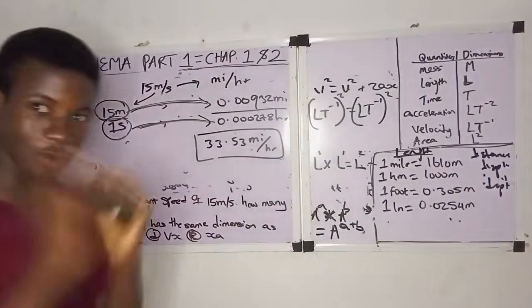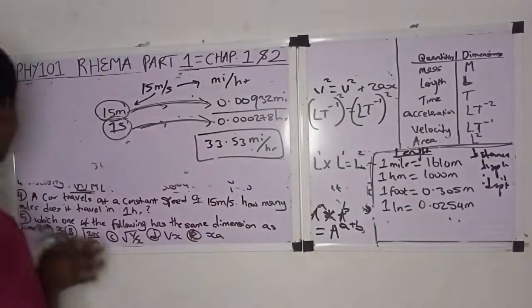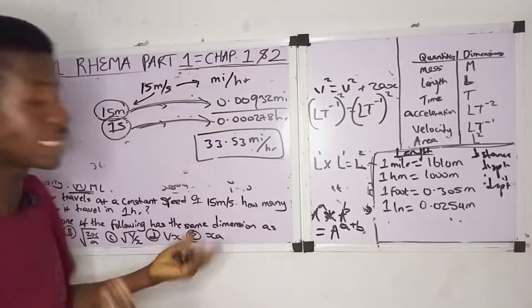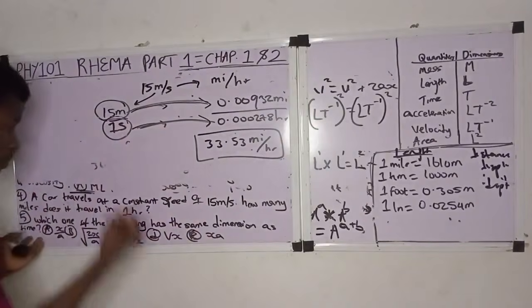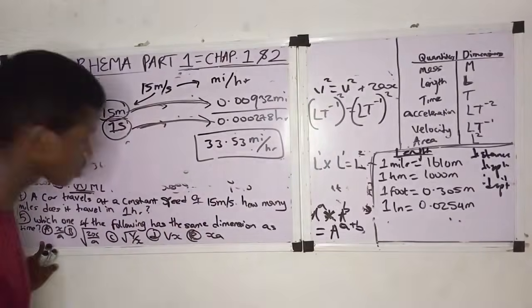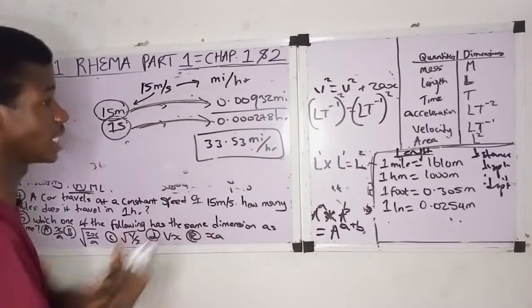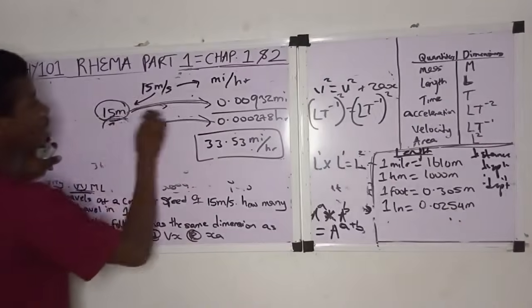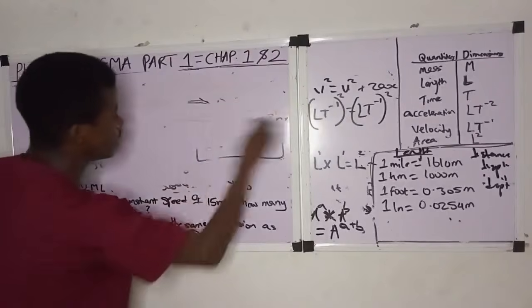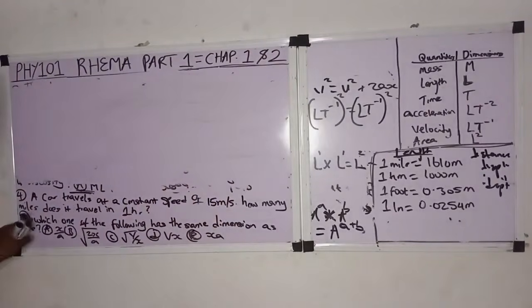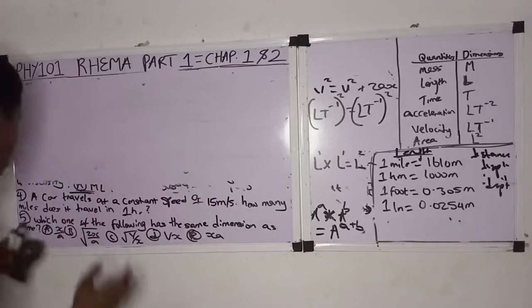Now, let's continue. All right, that's question 5. They say, which one of the following has the same dimension as time? This is still under dimensional analysis, so let's do it. These are the options, and these are usually exam-based questions. Question 5: which one of the following has the same dimension as time?